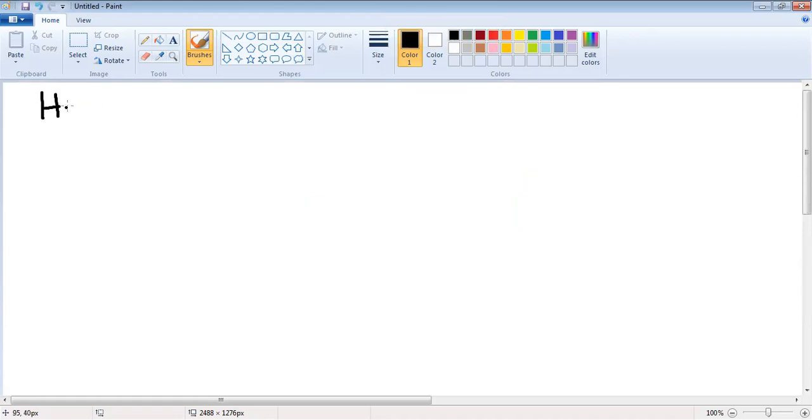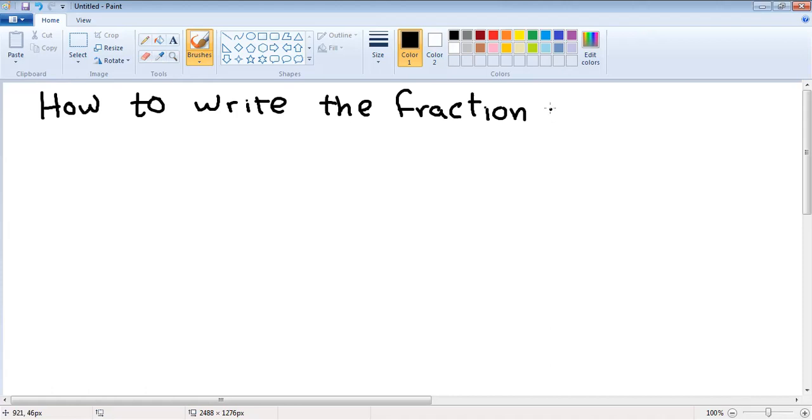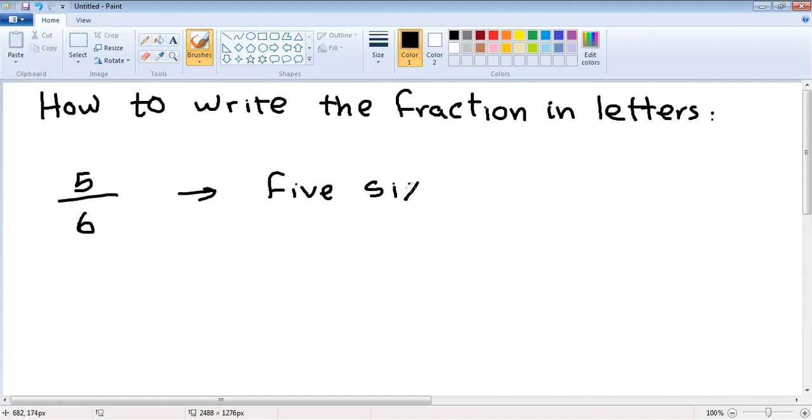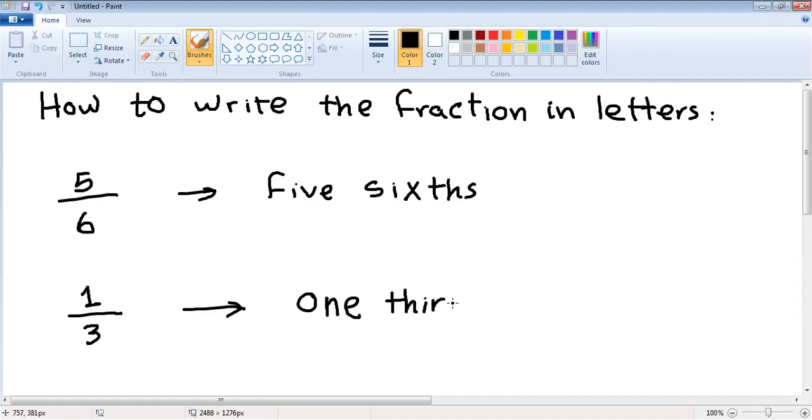Now how to write the fraction in letters. Look. 5 over 6, I can write it like 5/6. How can you write this one in letters? 1 and 3. 1/3.